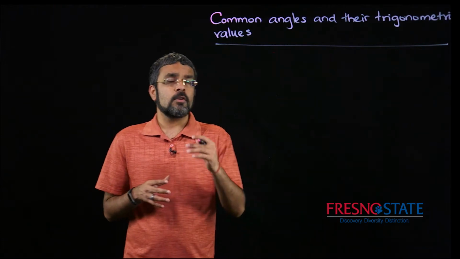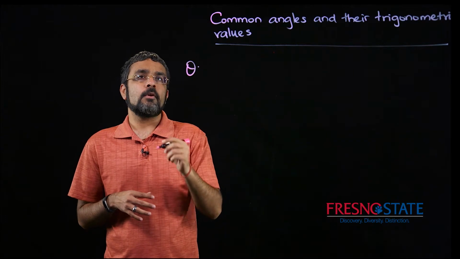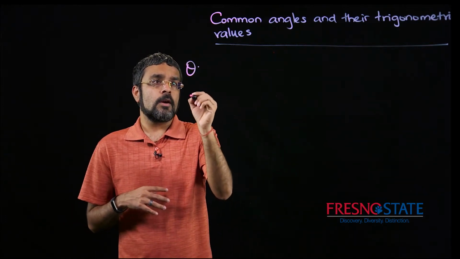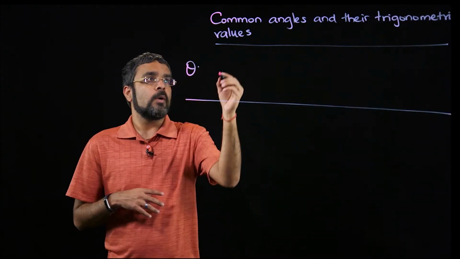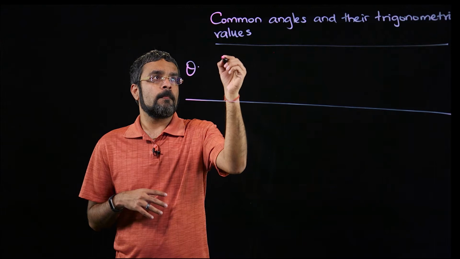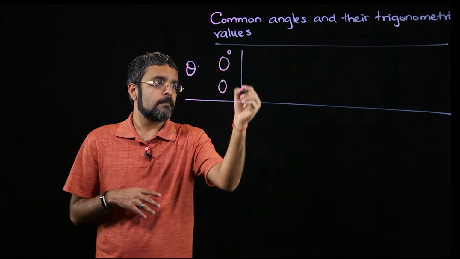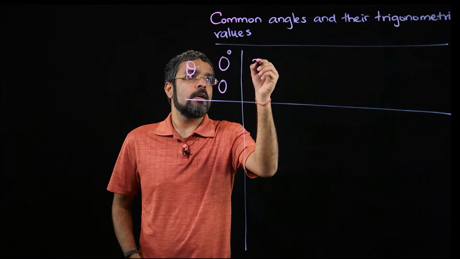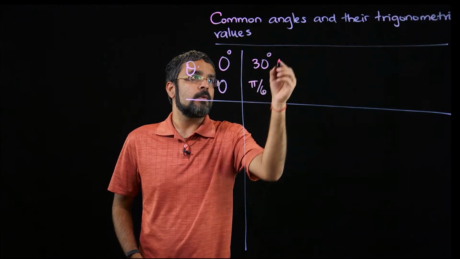Okay, so the first thing I'm going to do here is write down the angle theta, in both radians and degrees. So our theta values, we'll start with 0. So we have 0 degrees, which is also 0 radians. Then I have 30 degrees, which turns out to be pi over 6 radians.